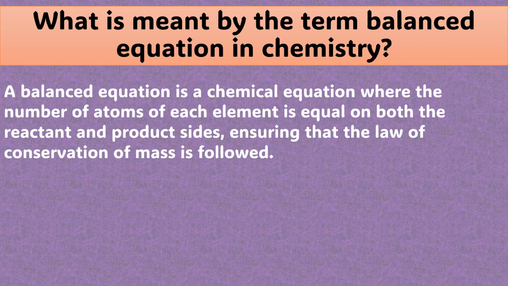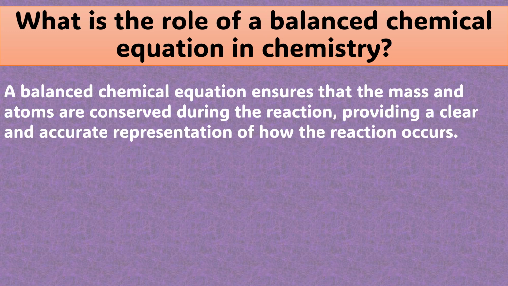Question number 36. What is meant by the term balanced equation in chemistry? Answer. A balanced equation is a chemical equation where the number of atoms of each element is equal on both the reactant and product sides, ensuring that the law of conservation of mass is followed. Question number 37. What is the role of a balanced chemical equation in chemistry? Answer. A balanced chemical equation ensures that the mass and atoms are conserved during the reaction, providing a clear and accurate representation of how the reaction occurs.